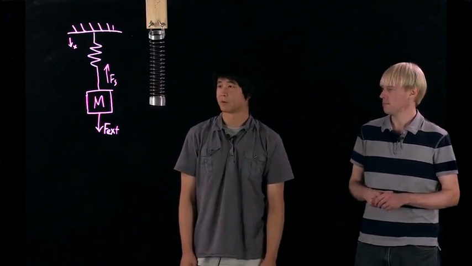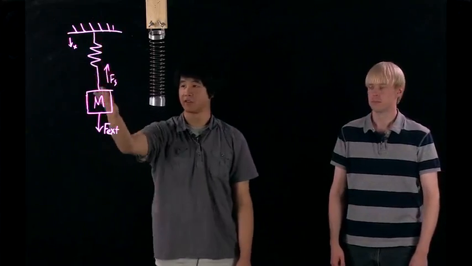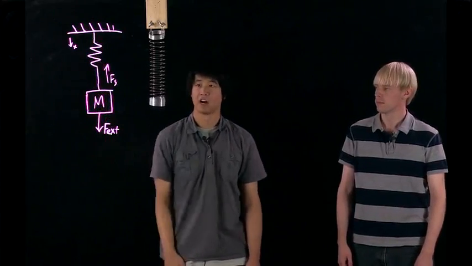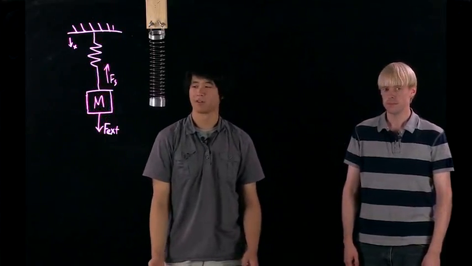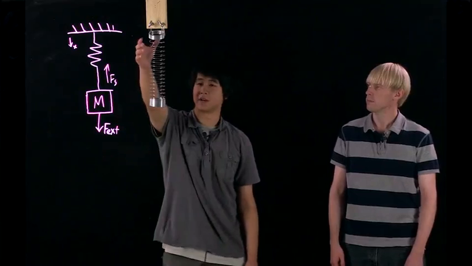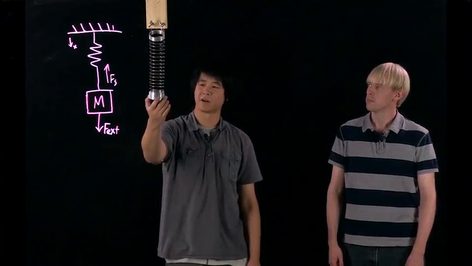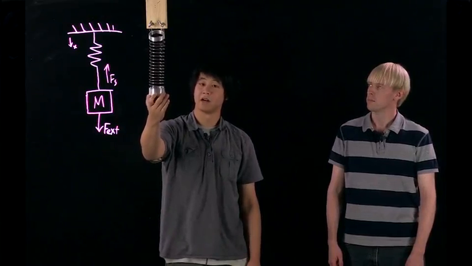So for our system, we will have a spring mass system, which is modeled by this diagram, a spring and a mass. Now I will be using a slinky to simulate both the spring and the mass. The spring will be here, and the mass will be the bundled, taped part of the bottom part of the slinky here.